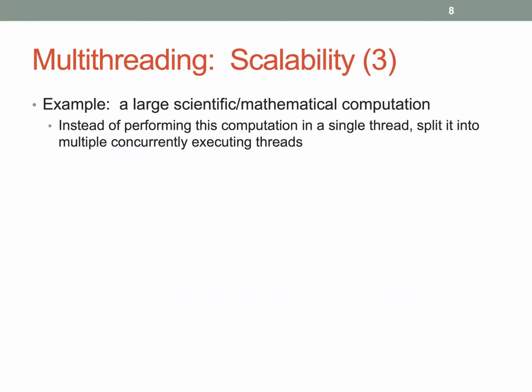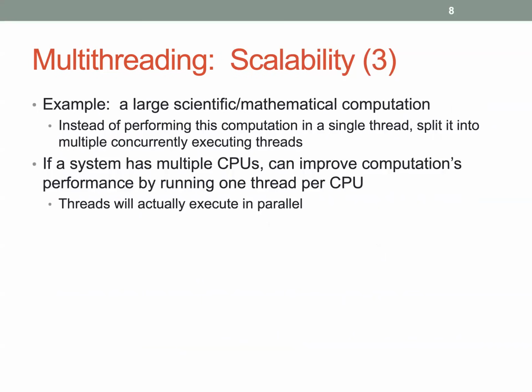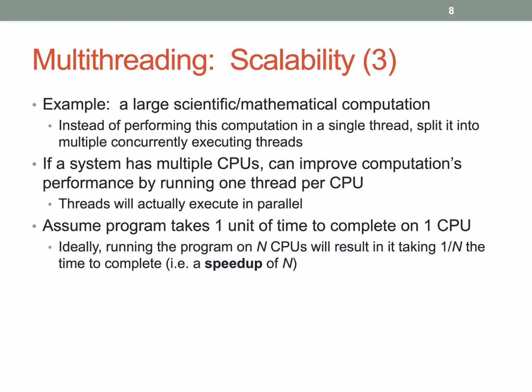Okay, so we had this large scientific mathematical computation, and so we're going to split it into multiple threads. If we have multiple CPUs, we can put one thread on each CPU so that they actually run in parallel. And so this is where we run into an interesting result. Let's assume that the program takes 1 unit of time to run on a single CPU. And so you say, well, if it takes 1 unit of time to run on one CPU and I put it on n CPUs, ideally it takes 1 over n the time to complete.